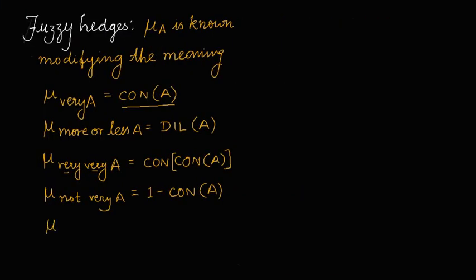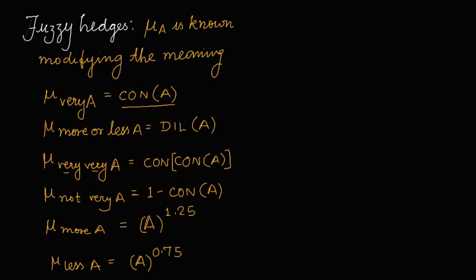Then one more we can see, more A means if we are talking about a fuzzy set A which is about old persons, then this will be like older persons. So more A is going to be A to the power 1.25 and mu less A we can represent using this expression. Now question comes that why 1.25?